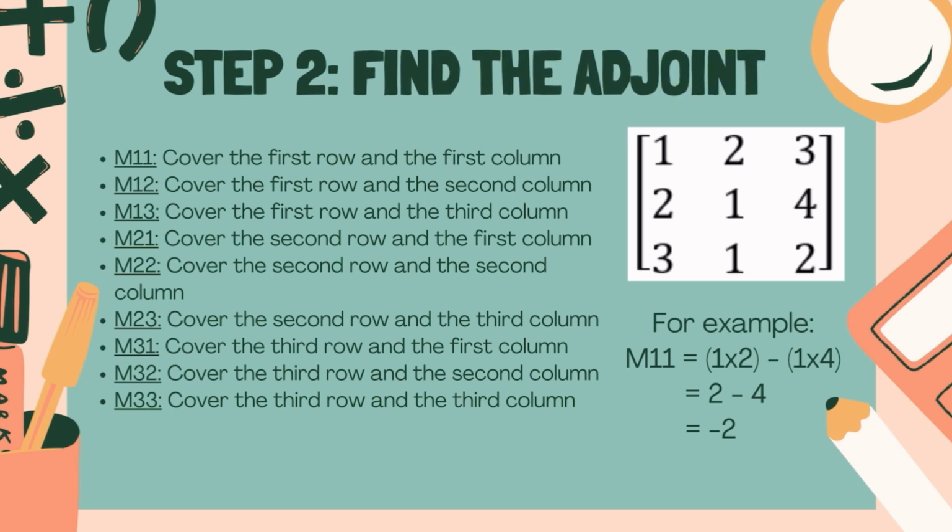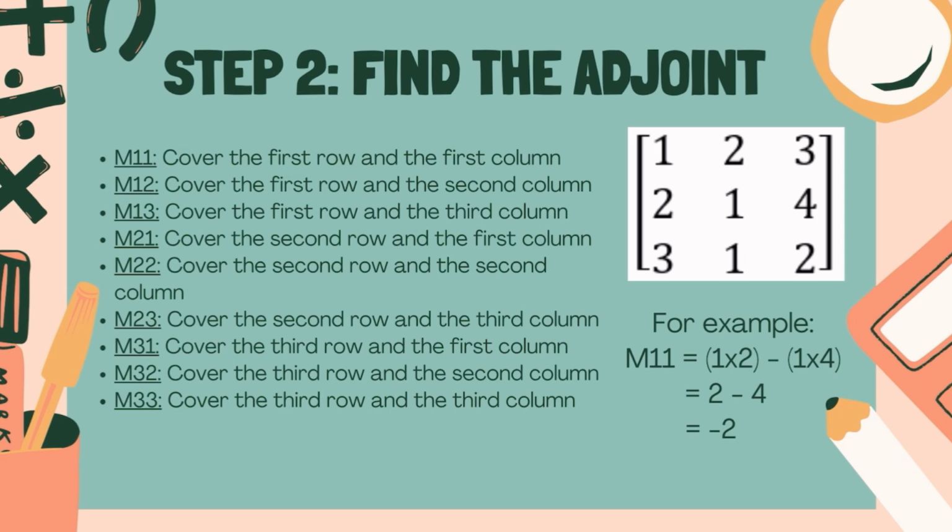In here, you will have to find the adjoint. In order to find the adjoint, you have to find the M1.1, M1.2, M1.3, M2.1, M2.2, M2.3, M3.1, M3.2, and M3.3. So, how do you find the M? In here, you can see that there are 2 numbers beside the letter M. These 2 numbers represent the row and column. The first number after the M represents the row, and the second number represents the column.